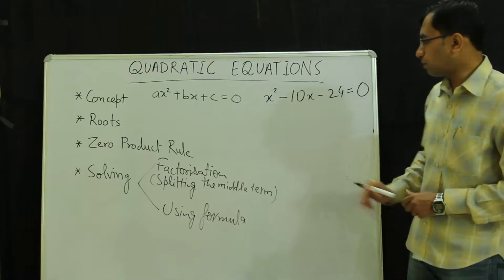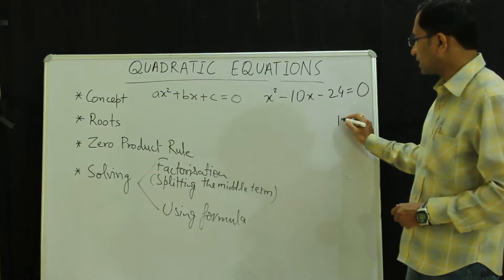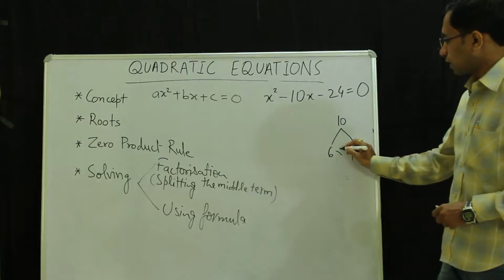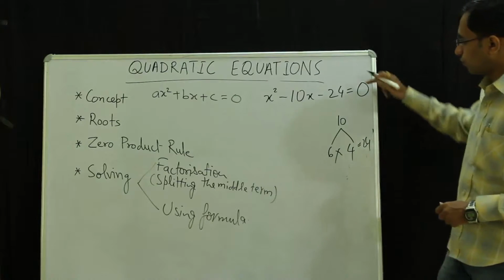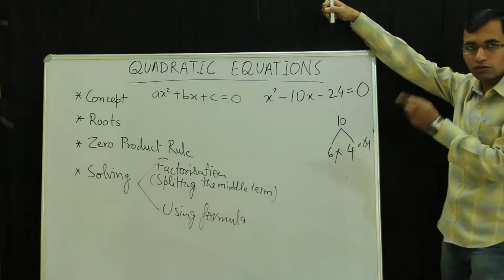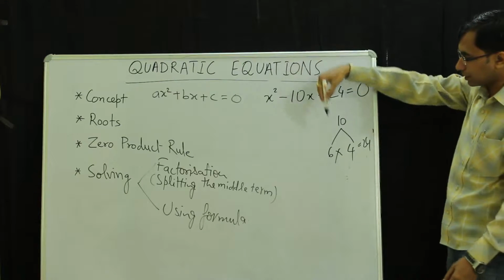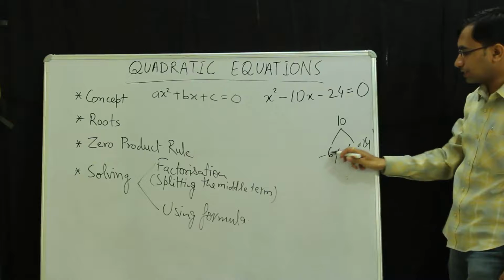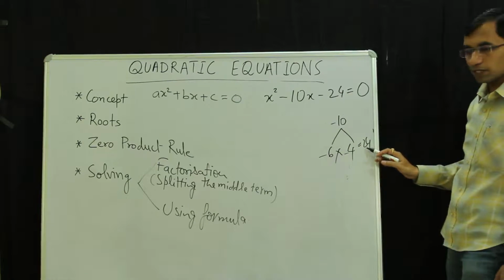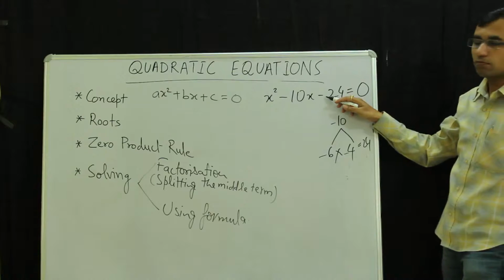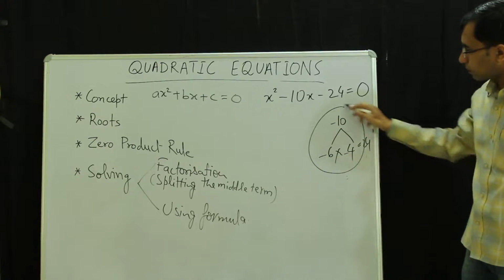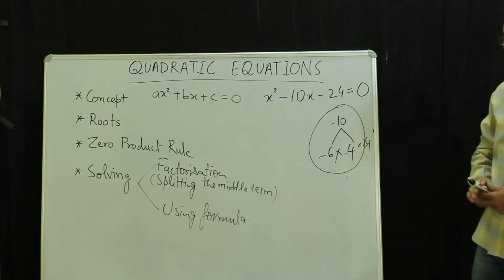Now many times people make this mistake. As soon as they see this 10, they say that we can split 10 as 6 and 4, so that the product of 6 and 4 will be 24. This is actually wrong, because if you write minus 10 as minus 6 and minus 4, then minus 6 into minus 4 will become plus 24, while we need minus 24 over here. So splitting minus 10 as minus 6 and minus 4 is wrong.